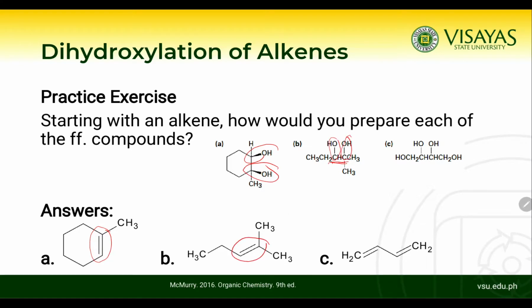Okay? For letter C, we have the hydroxyl group here and here. So that means we have the double bond between the two carbons here. And we also have other hydroxyl groups on these two carbons. So that means we also have a double bond in there. Okay? So these are the starting alkenes of these compounds.